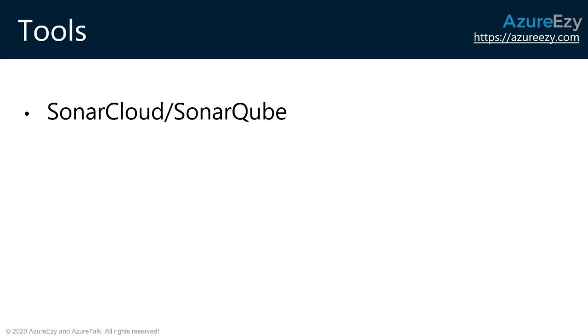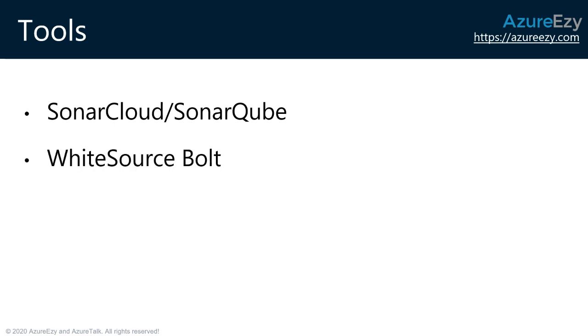Sonar Cloud or Sonar Cube is one of the industry leaders in code scanning. They support a lot of languages, C Sharp, C plus, Python, Node, JavaScript, and all those things. They support many languages. So you can start using that to scan your code.